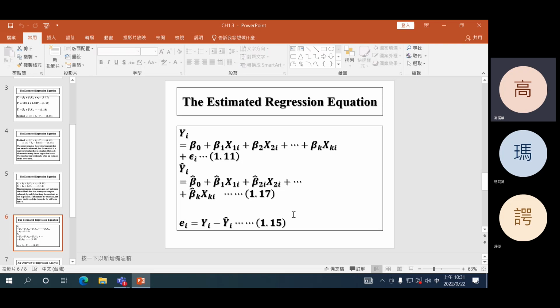So if there are K variables, again, this is the population, and this is the estimated regression. We put the hat on Y and on all the beta 0 and beta 1, all the beta variables in front of the X variables. These are called beta coefficients, so we have K beta coefficients. Then the residual, again, is just the actual Y minus the estimated Y. All right.